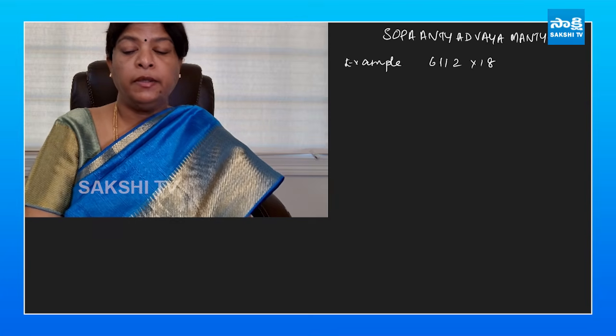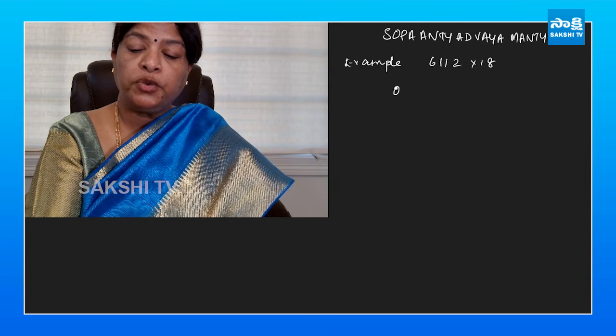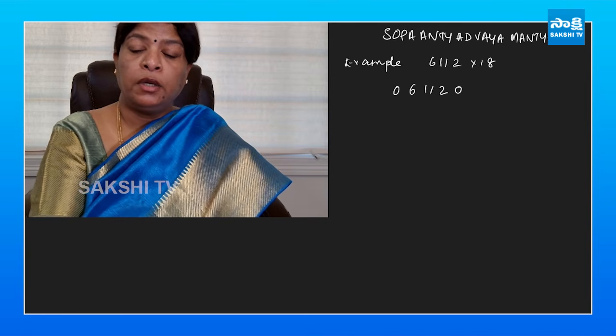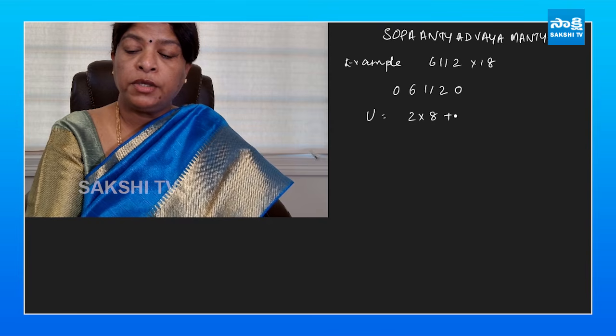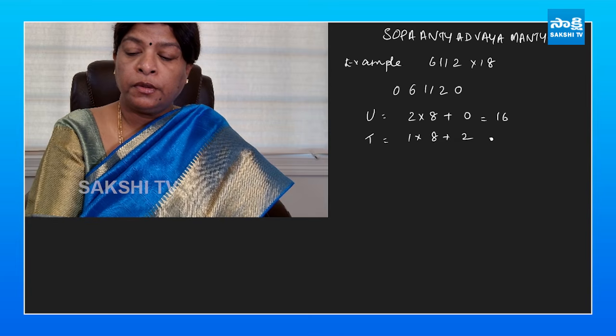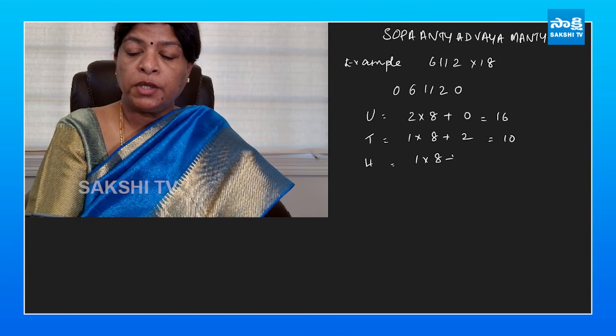Our multiplicand here is 6,112. So we begin with adding a leading and a trailing 0 to our multiplicand and then apply the sutra. So here our units place is 2 times 8 plus 0. Tens place is 1 times 8 plus 2. Hundreds place is 1 times 8 plus 1.